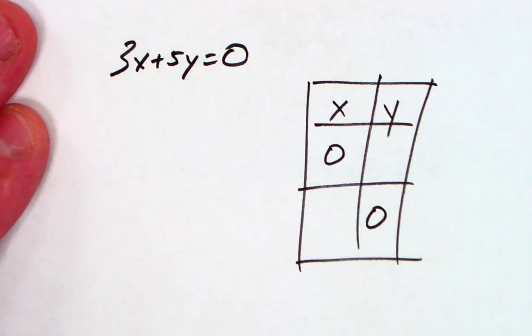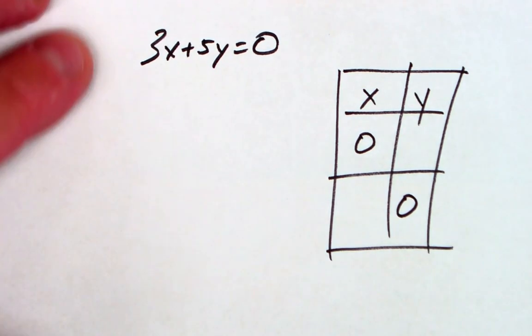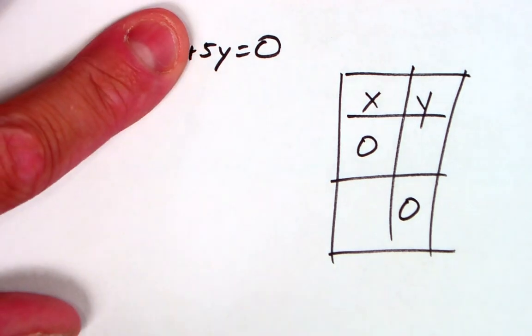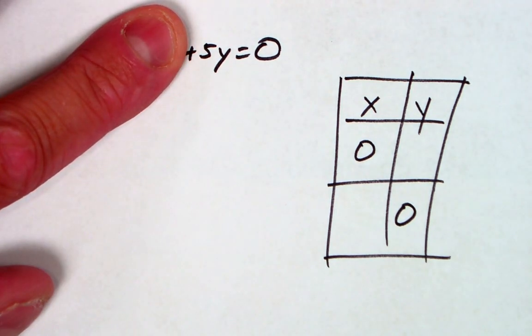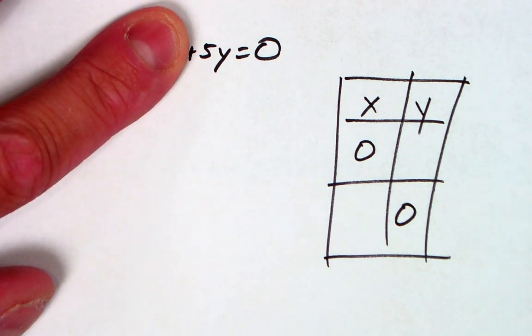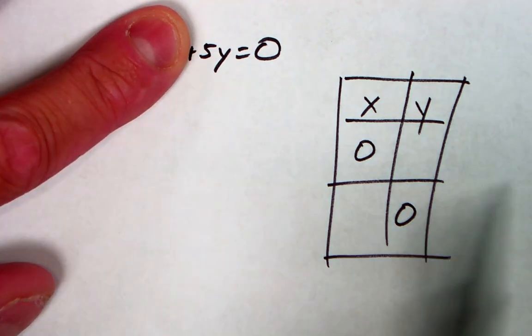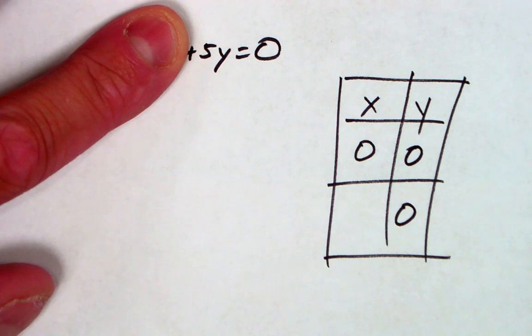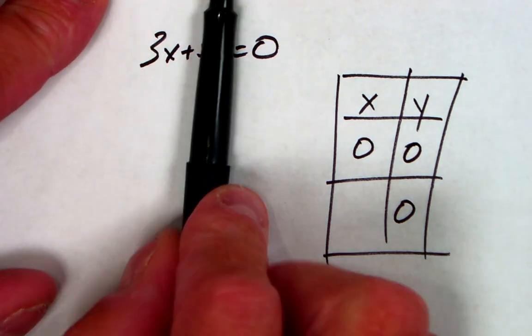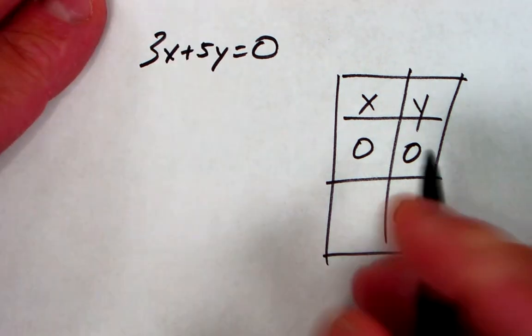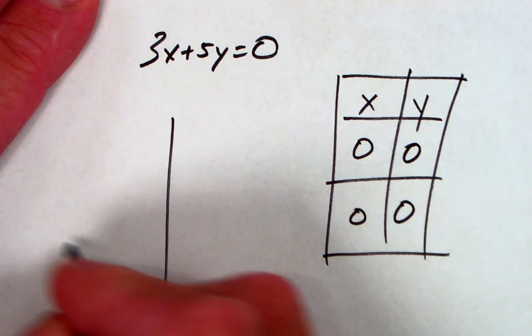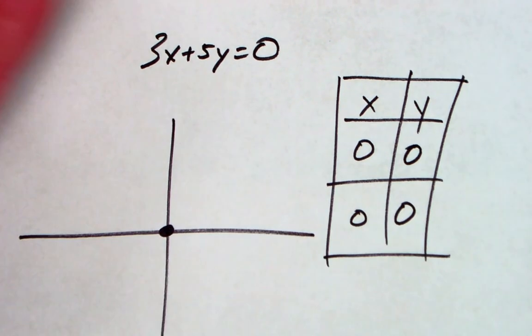0 for x, 0 for y. That'll get you organized. If I plug in 0 for x, what y makes that true? 0. You guys should all be screaming, 0, 0. Because 5 times 0 gives me 0. And if I put in 0 for y, what do I get for x? 0, because 3 times 0 gives me 0. So if I graph this, I get the point 0, 0.